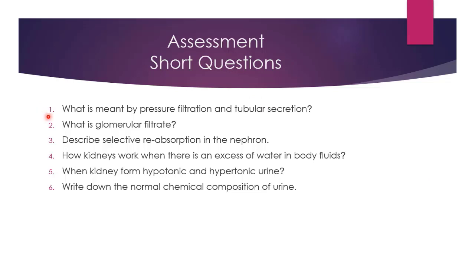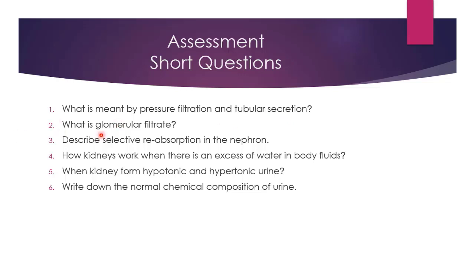Number 1. What is meant by pressure filtration and tubular secretion? You will write about the process of glomerular filtration here, in which a filtrate is formed in glomerulus by increase in blood pressure. In tubular secretion, you will write about the urine formation which takes place after filtration and selective reabsorption.